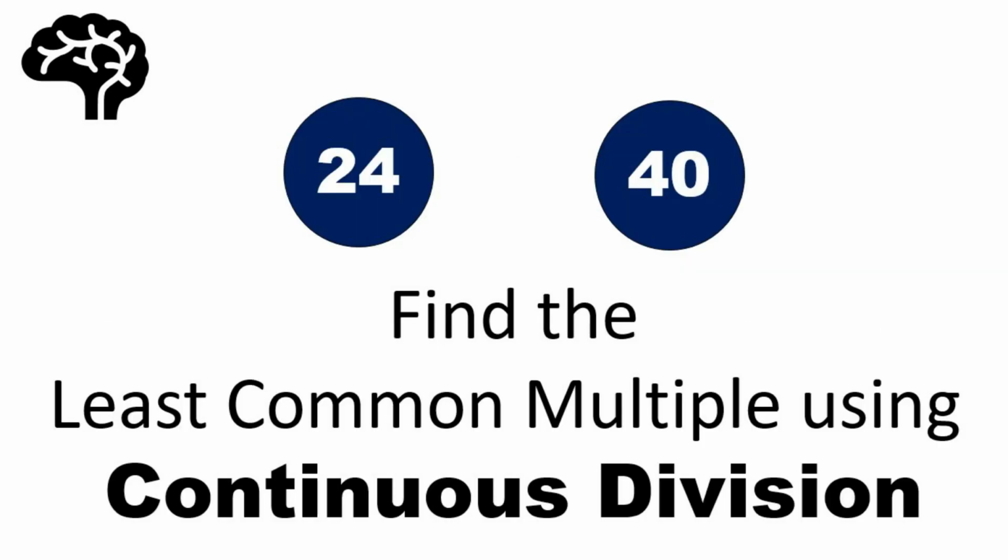Now let's find the least common multiple of 24 and 40 using continuous division. First, we have to place 24 and 40 in an upside-down division bar. 24 and 40 have common factor of 2, which is a prime number. Therefore, 24 and 40 is divisible by 2. 24 divided by 2 is 12, and 40 divided by 2 is equal to 20.